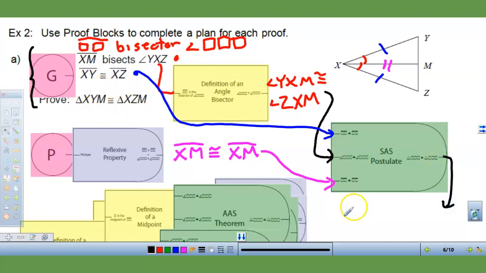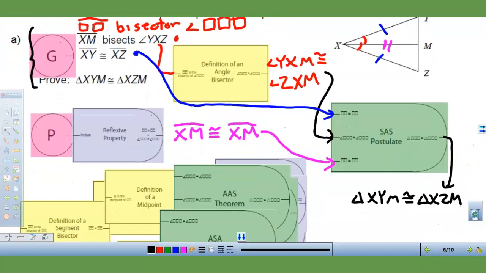What we're trying to prove: triangle XYM is congruent to triangle XZM. And that completes our proof. Now, as I mentioned before, we're going to change this into a 2-column proof eventually, but at least this way we can see how everything works.